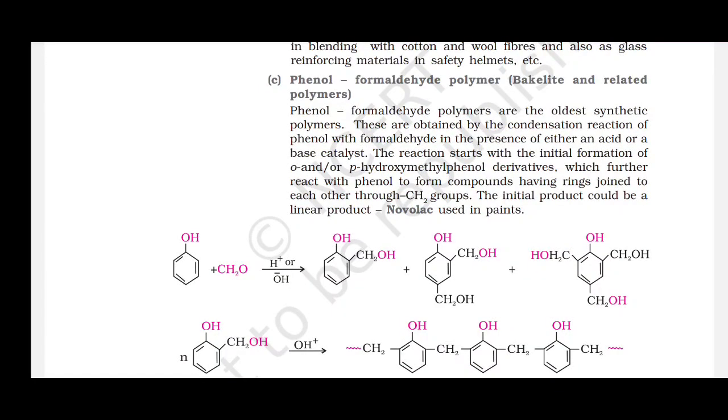Phenol formaldehyde polymer, bakelite and related polymers. Phenol formaldehyde polymers are the oldest synthetic polymers. These are obtained by the condensation reaction of phenol with formaldehyde in presence of either an acid or a base catalyst. The reaction starts with initial formation of ortho and or para-hydroxymethyl phenol derivatives, which further react with phenol to form compounds having rings joined to each other through CH2 groups. The initial product could be a linear product, Novolac, used in paints.